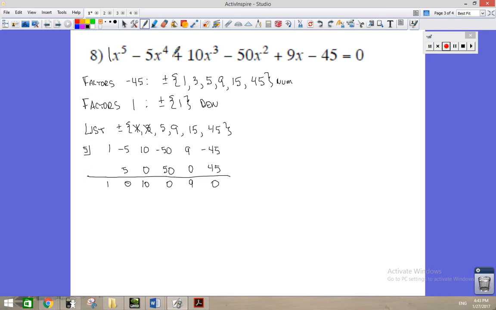That tells us that we can factor this left-hand side, that if 5 in synthetic division was an x-intercept, then in factored form, it's x minus 5. If this was x to the 5th, then down here is 1x to the 4th. There are no x cubes. There's 10x squared. There's no x's, and there's 9.